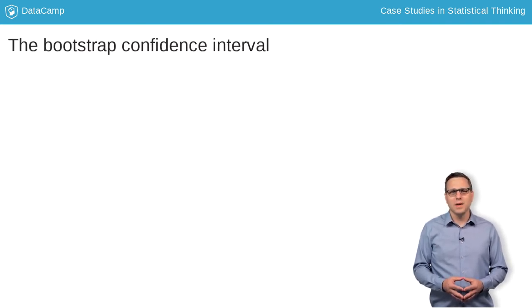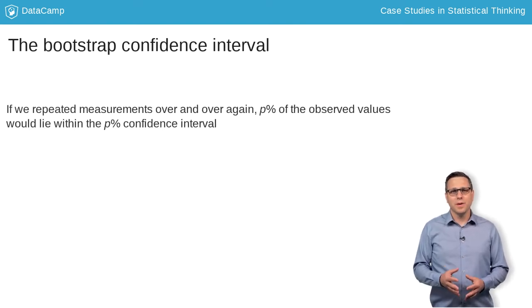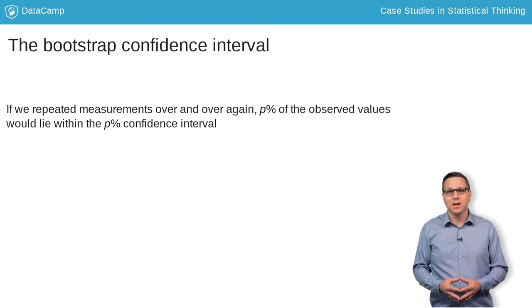Generally, a p% confidence interval can be defined as follows. If we repeated measurements over and over again, p% of the observed values would lie within the p% confidence interval. Because the bootstrap replicates are simulating measurements over and over again, we can simply take the percentiles of the bootstrap replicates to compute the confidence interval. For the 95% confidence interval, we compute the 2.5th and 97.5th percentiles.